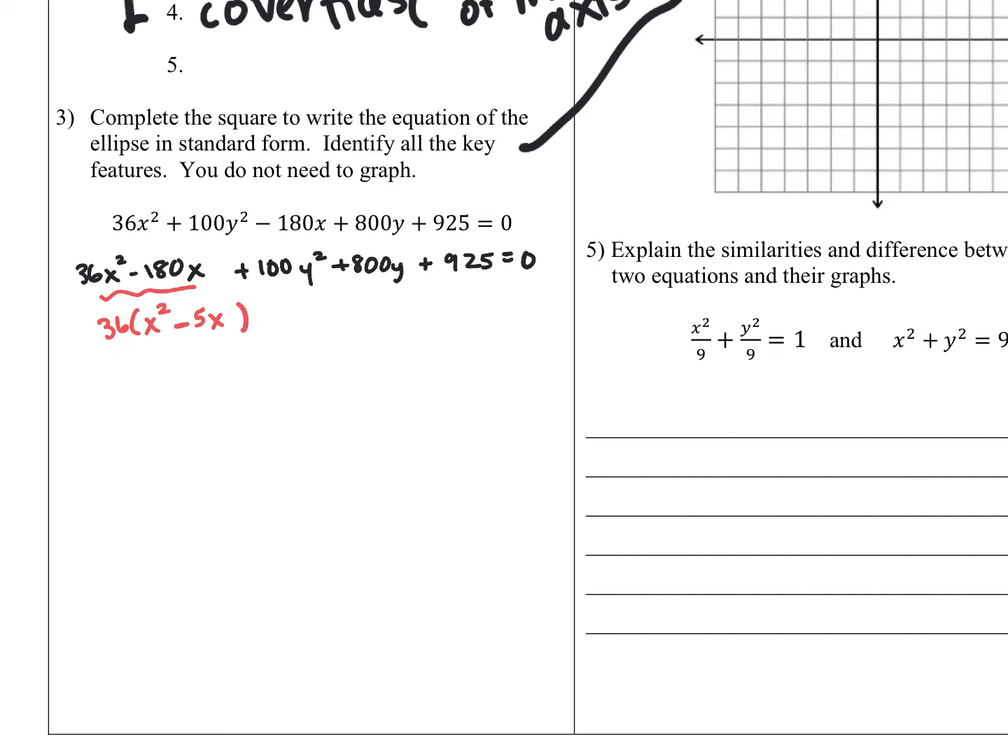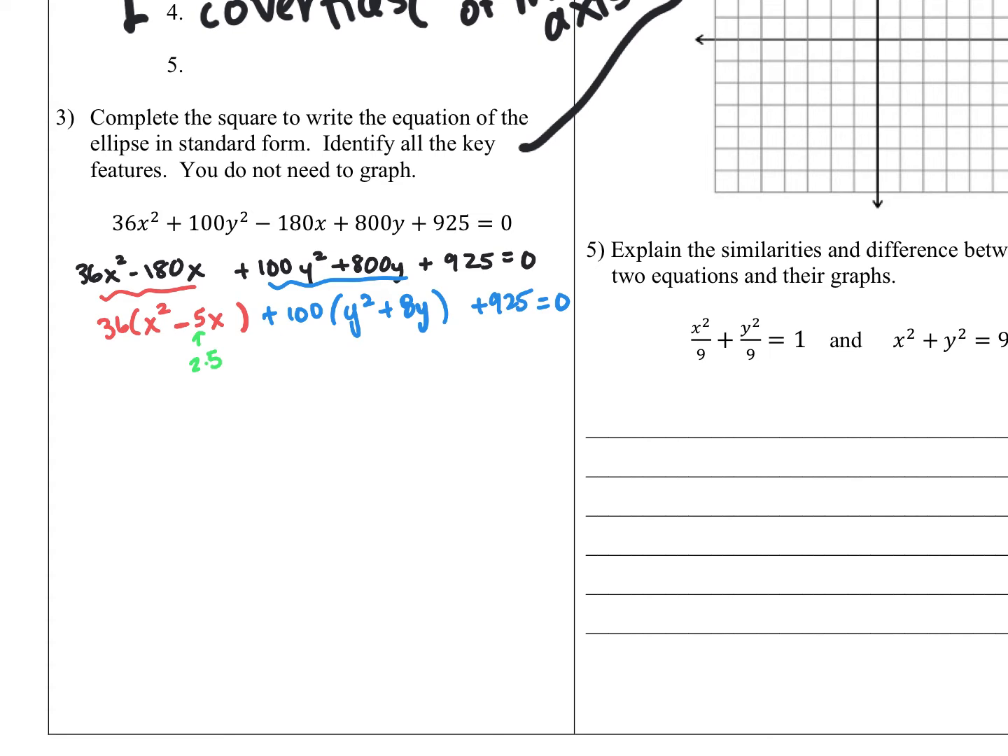For the second part, we'll factor out the 100. We'll be left with y squared plus 8y. And we still have that 925 hanging out. So we want to complete the square. So we've got to take half of 5. Well, really that's just 2.5. And so we're going to take 2.5 and square it. So 2.5 times 2.5, and we'll get 6.25.